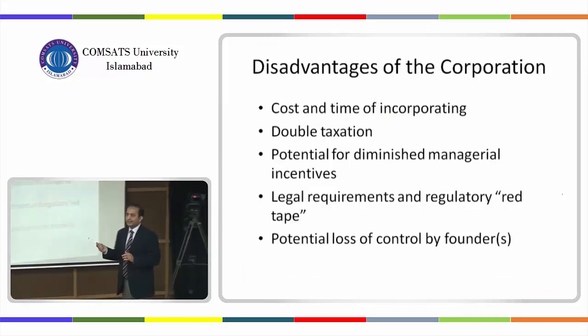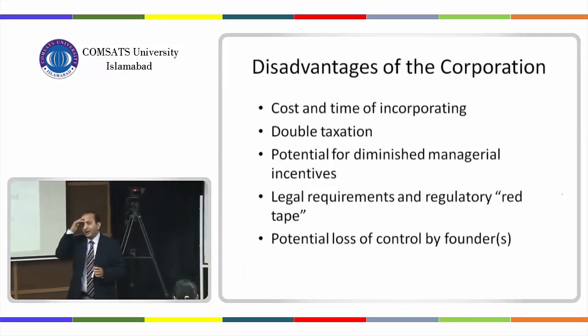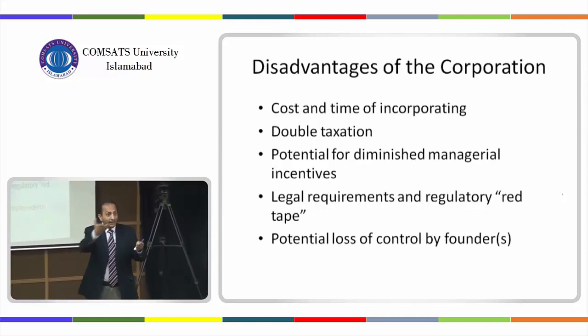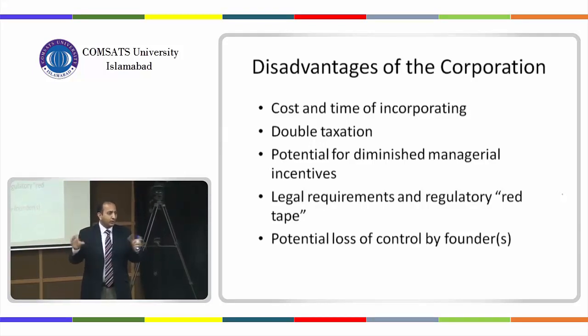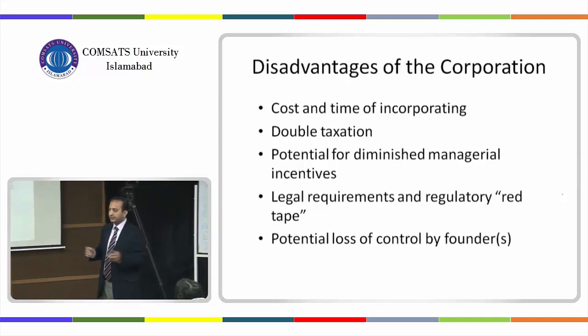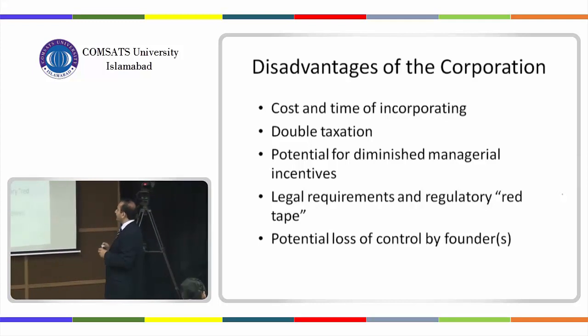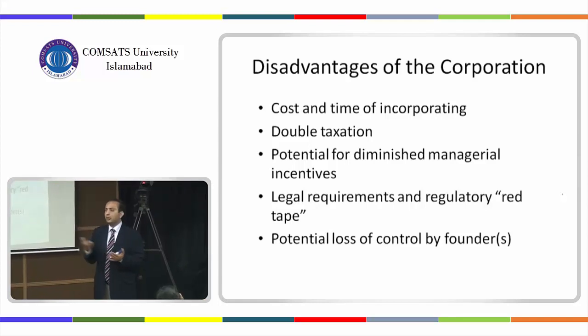Potential for diminished managerial incentives. Corporations are bigger structures, unlike sole proprietorship, and you cannot micromanage everything. So you have to rely upon managers, and you have to give up a certain extent of control over operations. Although you are there to look after it, but you cannot micromanage everything. Legal requirements and the regulatory red tape. Securities and Exchange Commission can ask you for all the information that they require, and you cannot say no to them because they are the regulatory body, right? And this is again something that in case of partnership and sole proprietorship, SECP would usually not bother you.